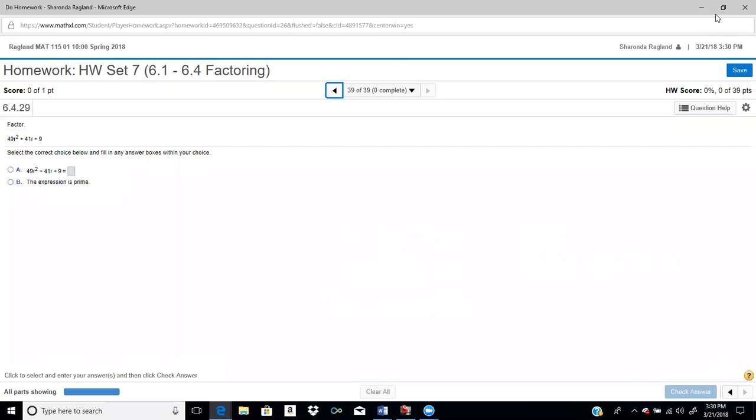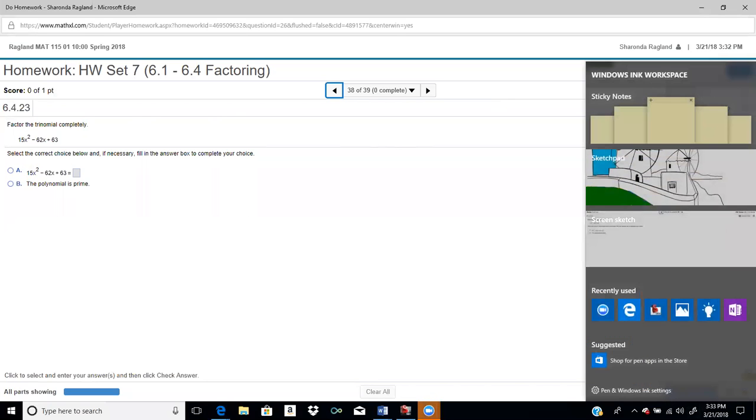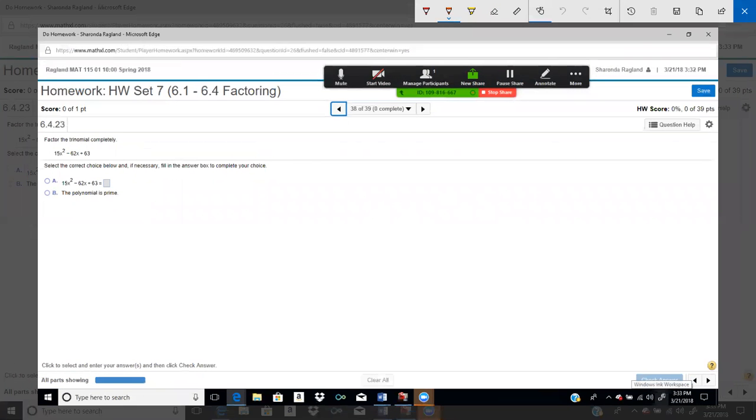So let's look at this one, okay, let me see, this is the one before that. We have to do it a different way. Okay, so let's look at this one here. We see these big numbers. So we have 15x squared minus 62x plus 63.